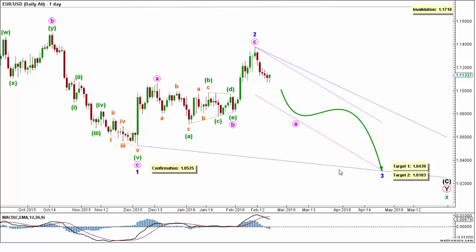Now at 1.0439, minor wave 3 would reach 78.6% the length of minor wave 1, then at 1.0183 it would reach 100% of its length. This wave count is invalidated by movement above 1.1718, as minor wave 2 may not move beyond the start of minor wave 1.